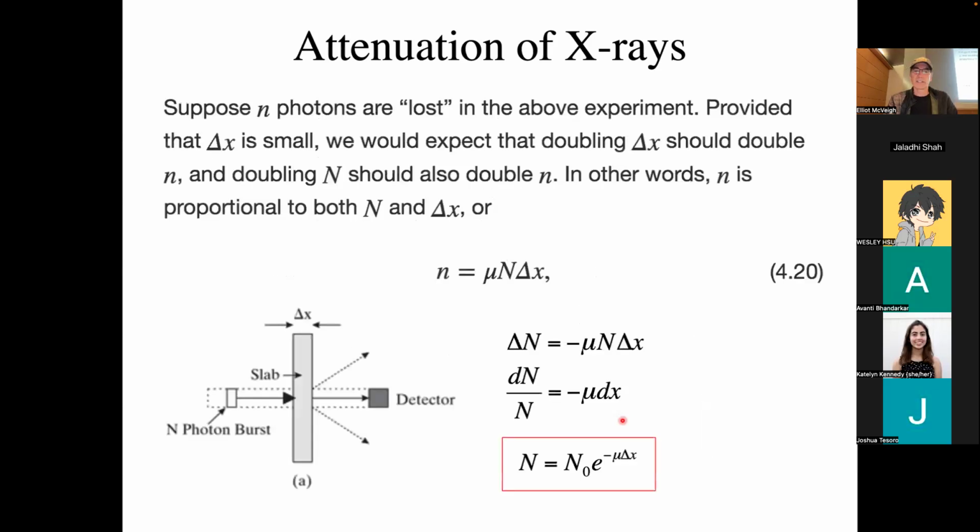The reason it's called linear is because if you look at it explained this way, if I have big N photons hitting my target, and my target is some delta X, then the number removed from the beam is just mu times big N times delta X.